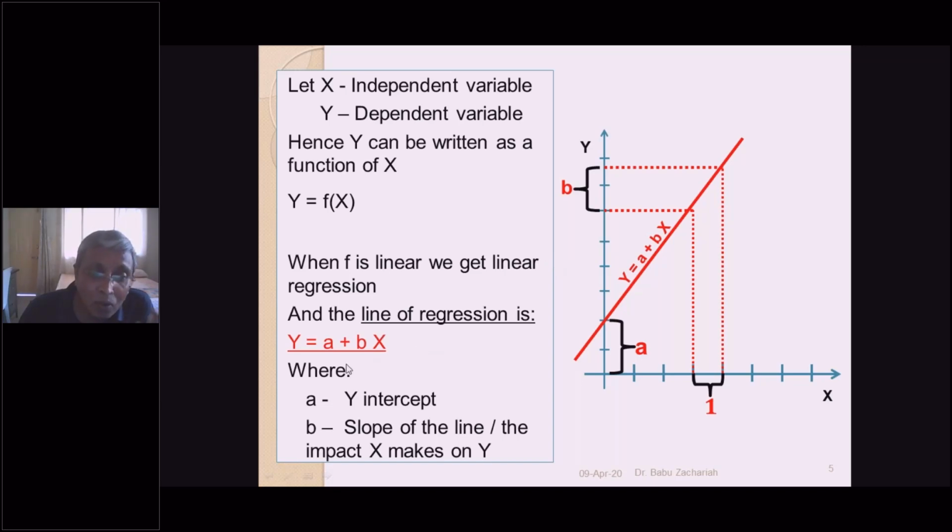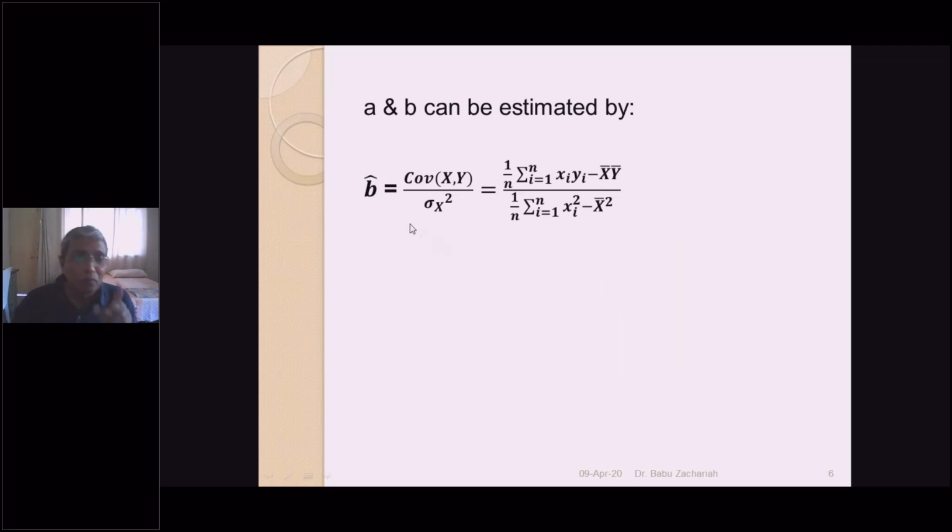So this is the setup in which we will work. But how to calculate this a and b? There are formulas already derived and available. We will not go into the derivation of that because we are learning statistics as an applied science. So we will learn only the formula and how to apply it. So we will come to this formula. B we have to calculate first. So b is covariance between X and Y divided by sigma X square.